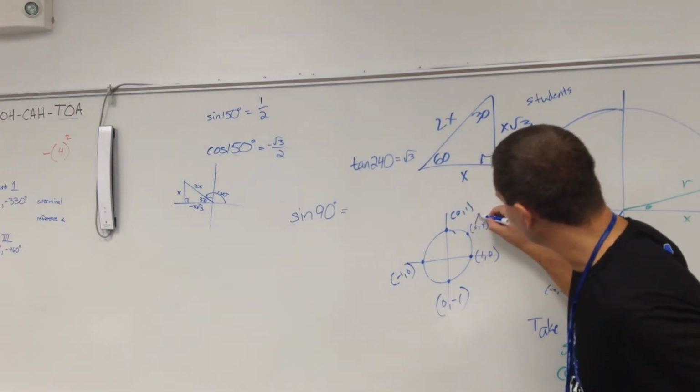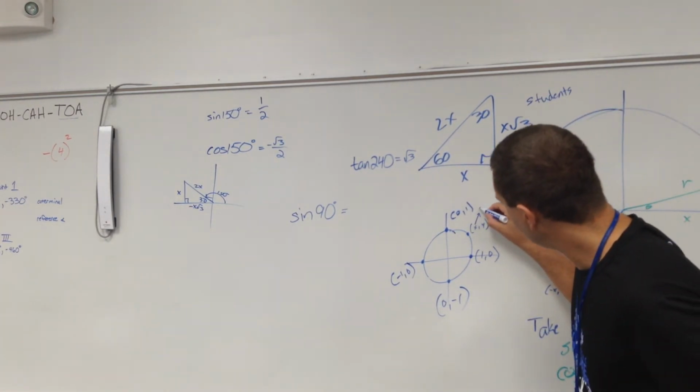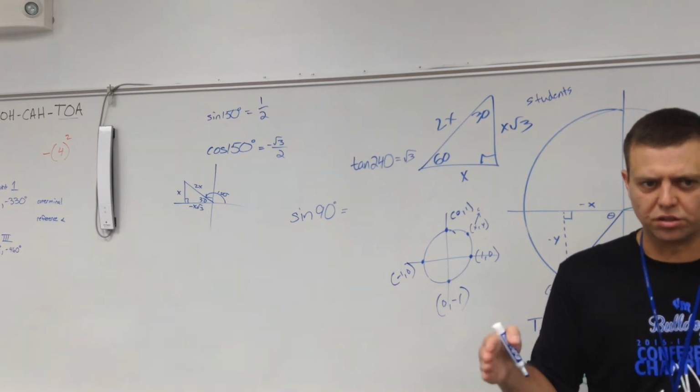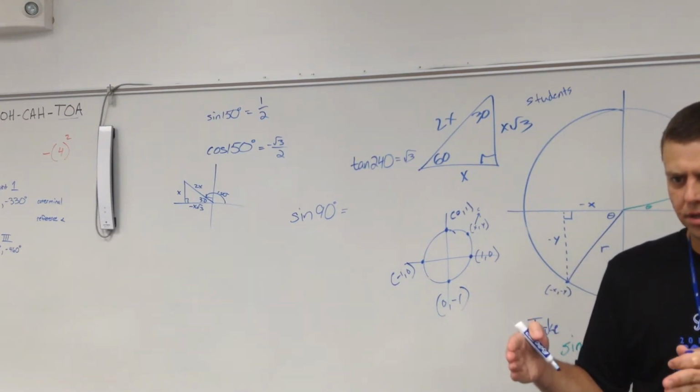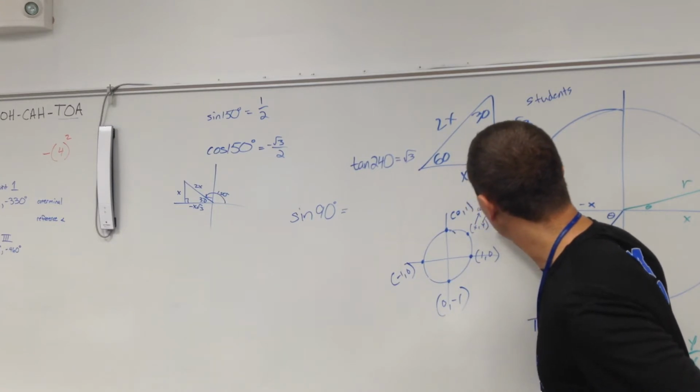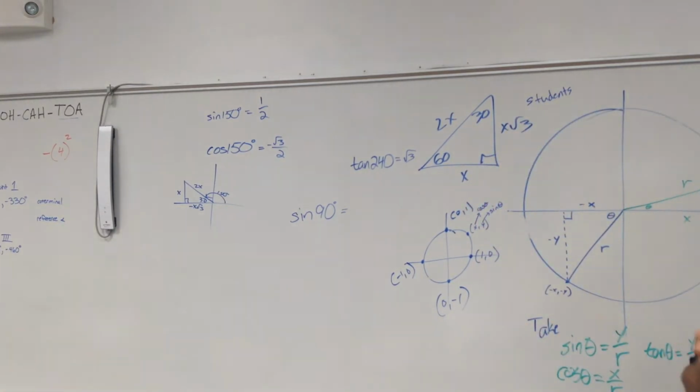Remember, on a unit circle, x is your what value? Cosine or sine? Cosine. X, remember, is this way, so it's always the adjacent part, making x your cosine, and y is your sine. Okay, x is cosine, y is sine.